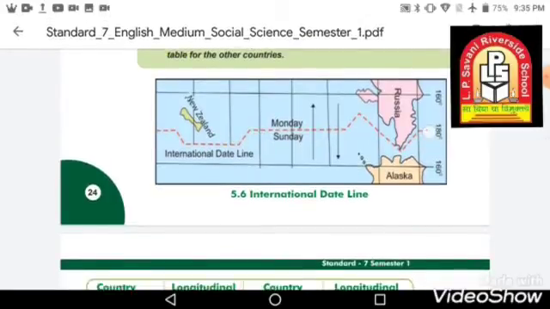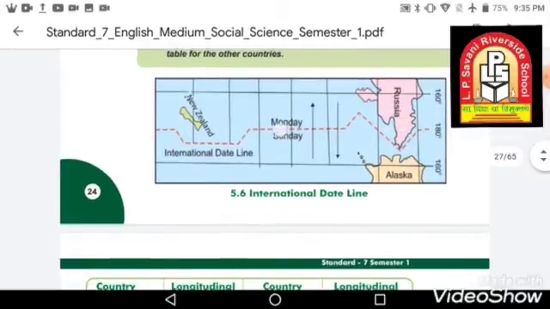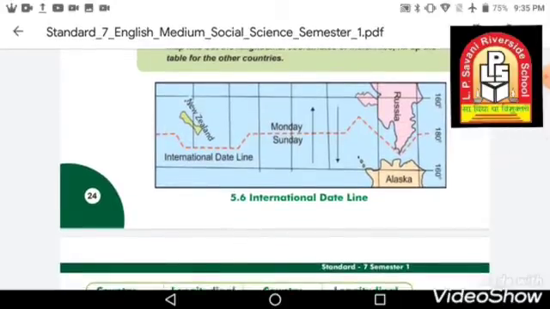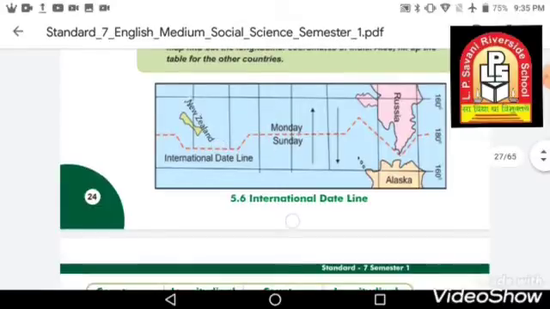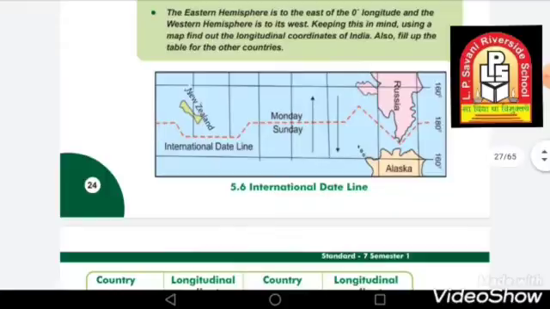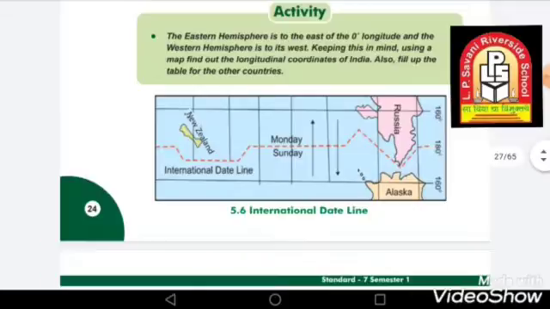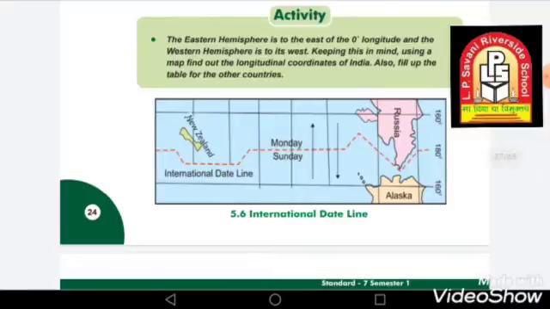So this is the reason why this 180-degree longitude is not a straight line and is a zigzag, because this line is the international date line. If we made the international date line a straight line, then some of the countries or islands would suffer the problem of 2 dates and 2 days. So to avoid this, the line was made a zigzag line.